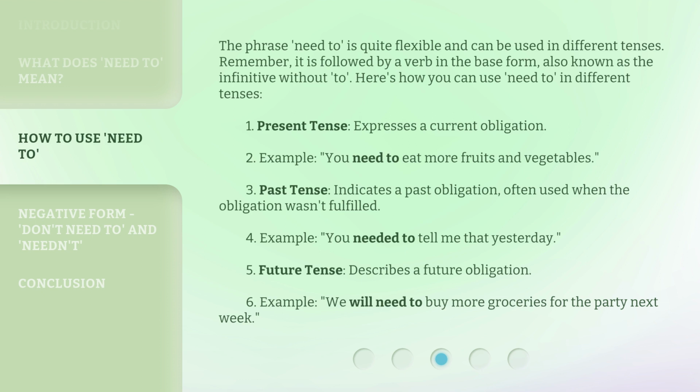3. Past tense, indicates a past obligation, often used when the obligation wasn't fulfilled. 4. Example, you needed to tell me that yesterday. 5. Future tense, describes a future obligation. 6. Example, we will need to buy more groceries for the party next week.